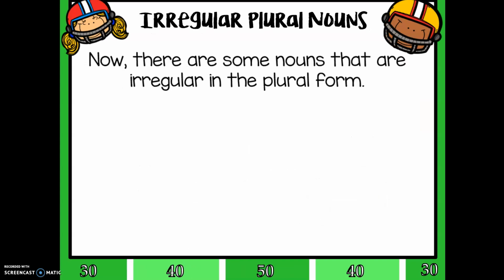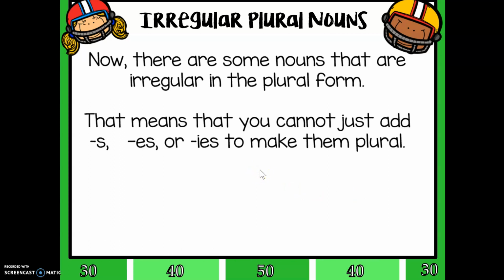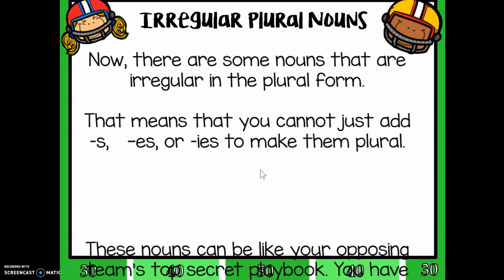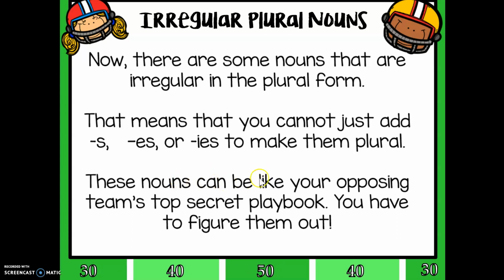Now, there are some nouns that are irregular in the plural form. That means you cannot just add S, ES, or IES to make them plural. These nouns can be like your opposing team's secret playbook. You have to figure them out.